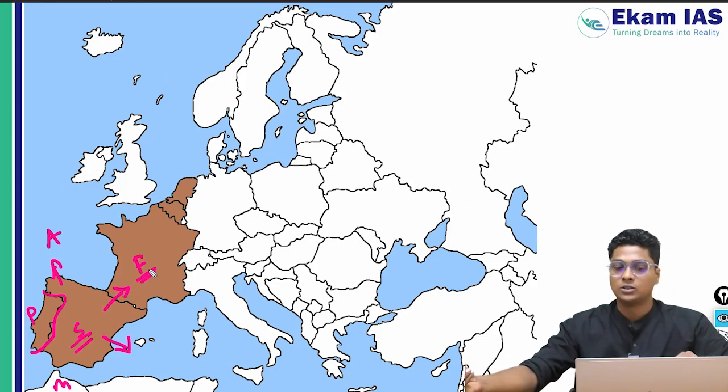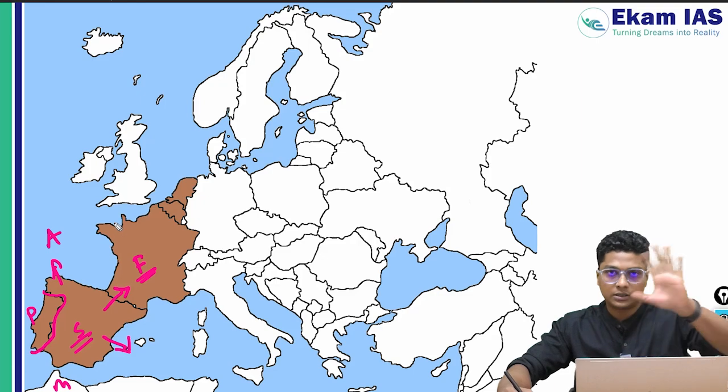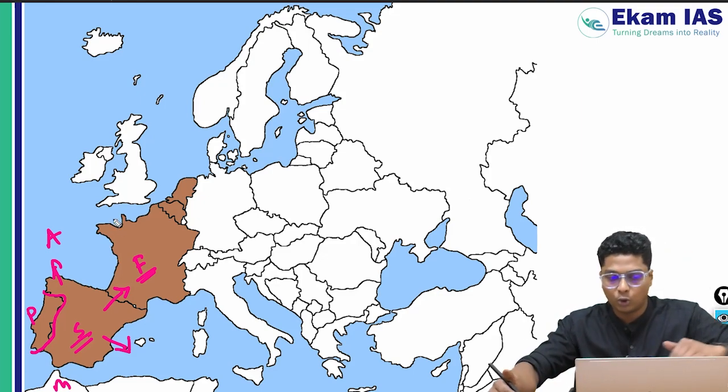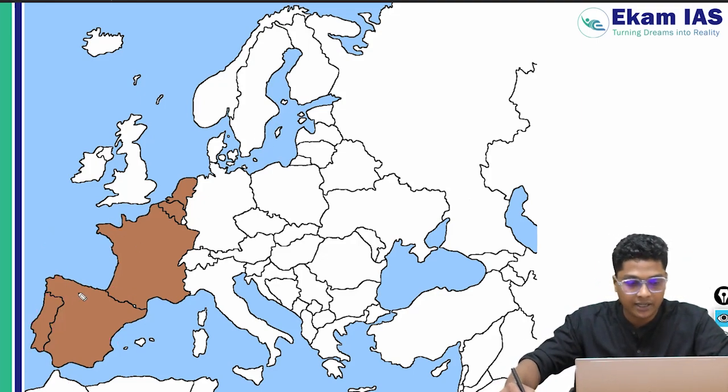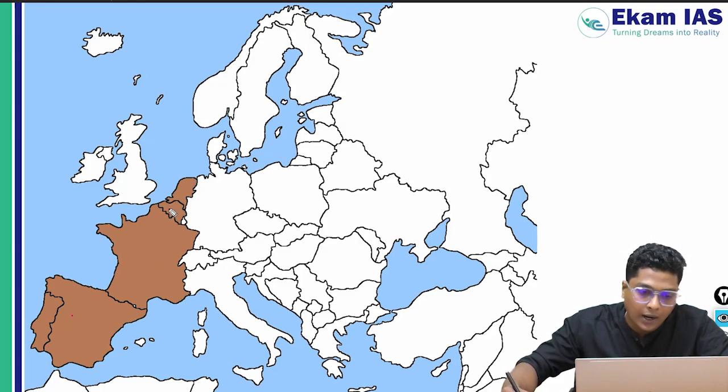This is France, sharing border with this entire region. Now don't try to remember any other places, only focus on these highlighted regions. So Portugal, Spain, then here we have France, and these two small nations are here. One is Belgium and another one is Netherlands.